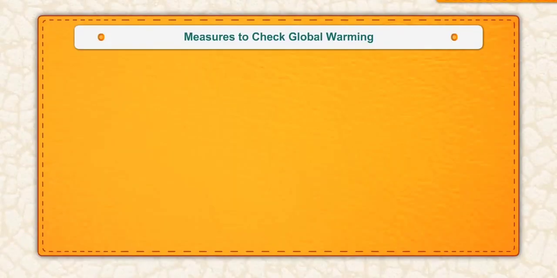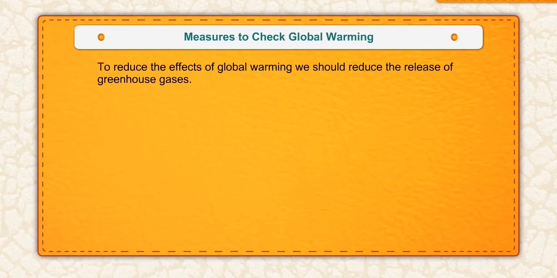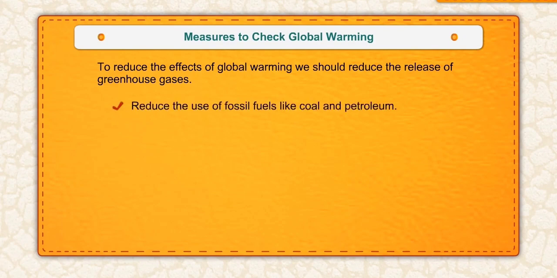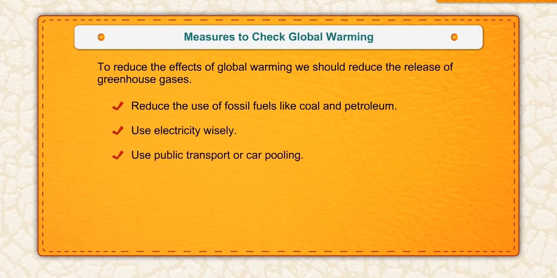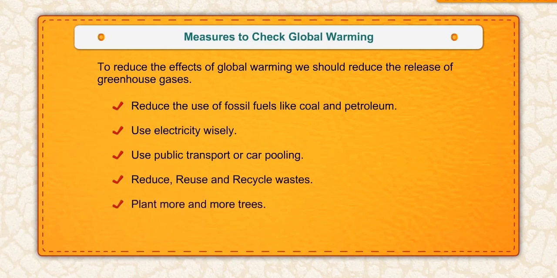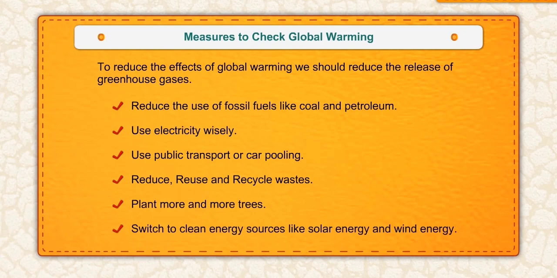Measures to check global warming. To reduce the effects of global warming, we should reduce the release of greenhouse gases. Reduce the use of fossil fuels like coal and petroleum. Use electricity wisely. Use public transport or carpooling. Reduce, reuse, and recycle wastes. Plant more and more trees. Switch to clean energy sources like solar energy and wind energy.